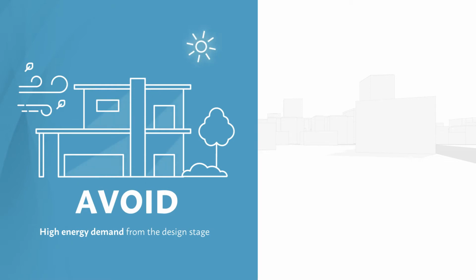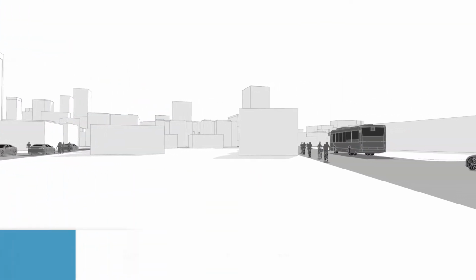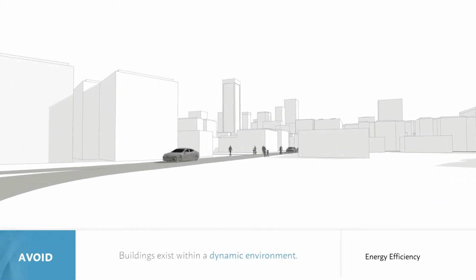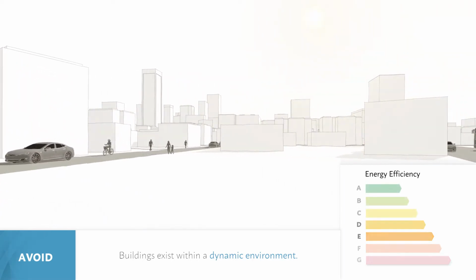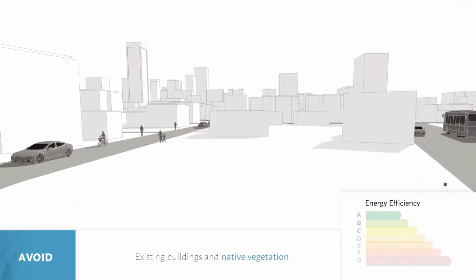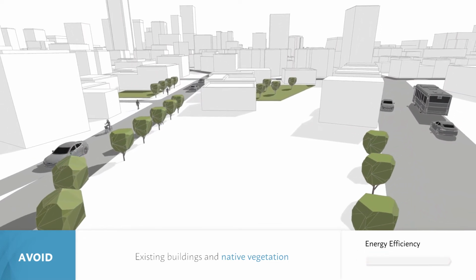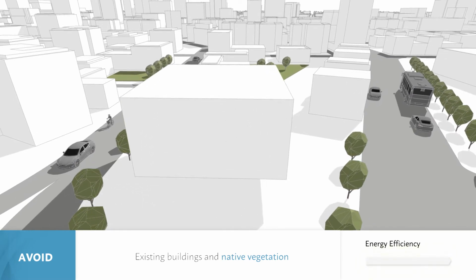Avoid. Buildings exist within a dynamic environment. Observe, study and understand your environment. Analyzing local climate data will help you boost efficiency. Existing buildings, along with native vegetation, can promote shade, reduce overheating, regulate temperature, and function as a sound barrier.